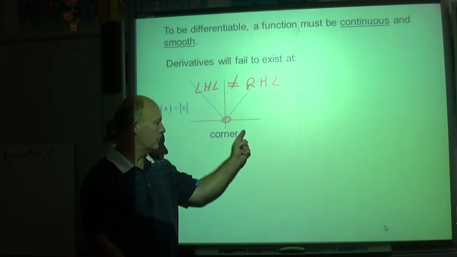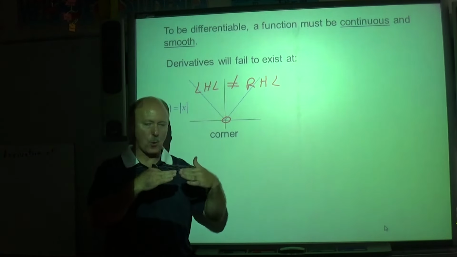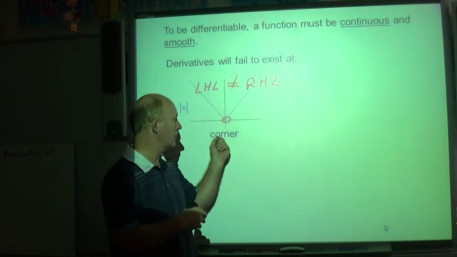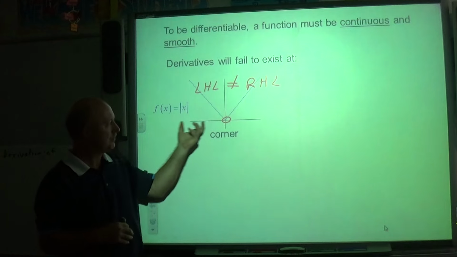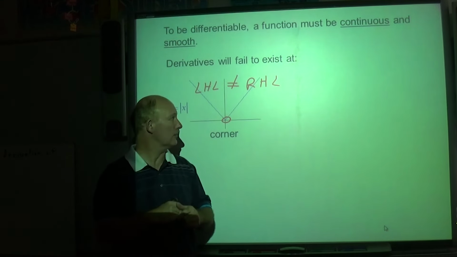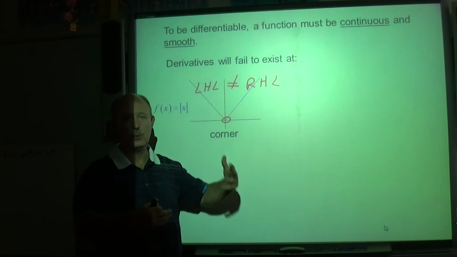So at a sharp corner like that, you're not going to have a tangent line. So you can't have a tangent line. If you have an absolute value function like this, at that particular point, the derivative won't exist. Now, other places on the function it will exist.